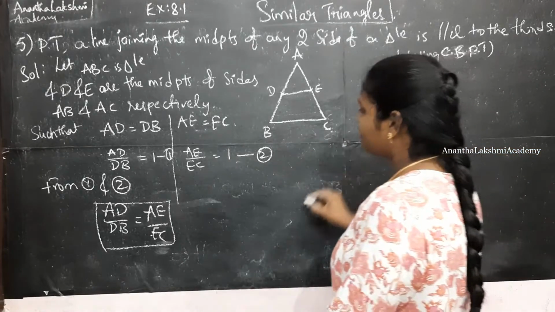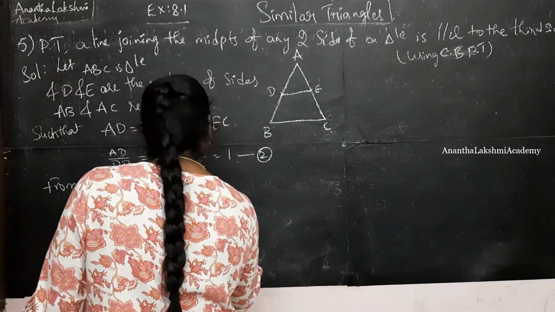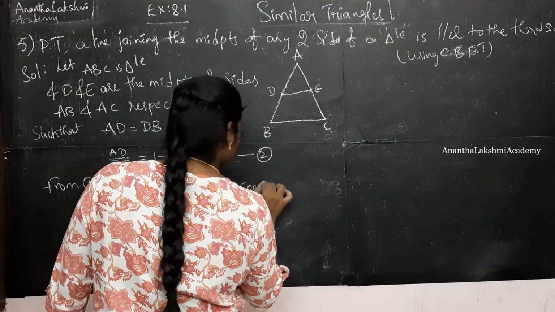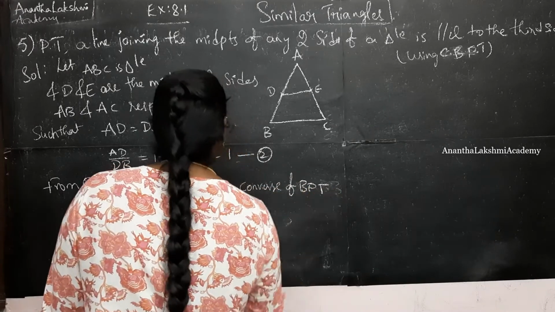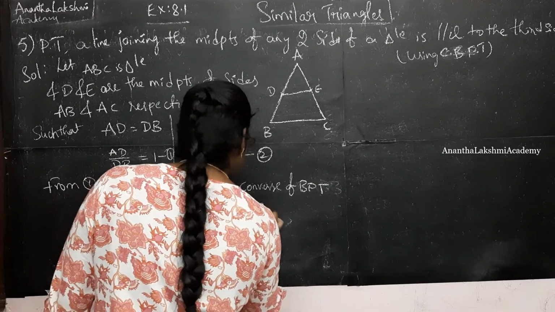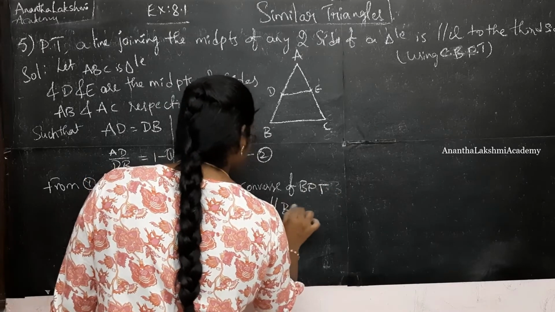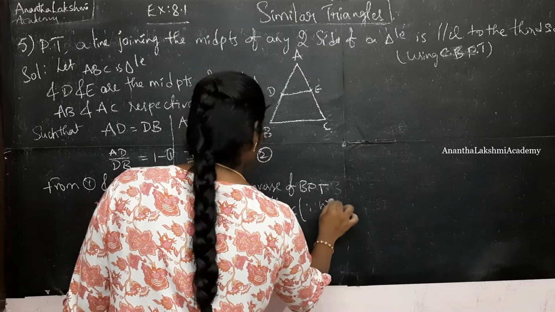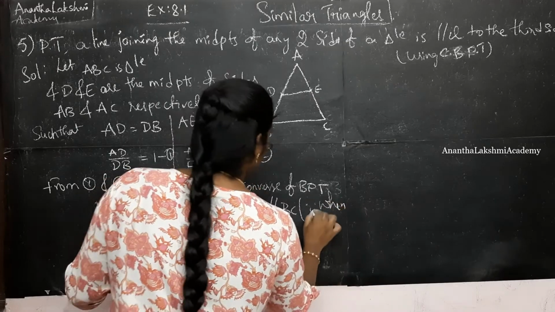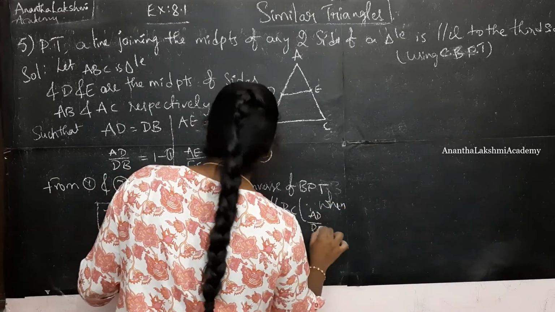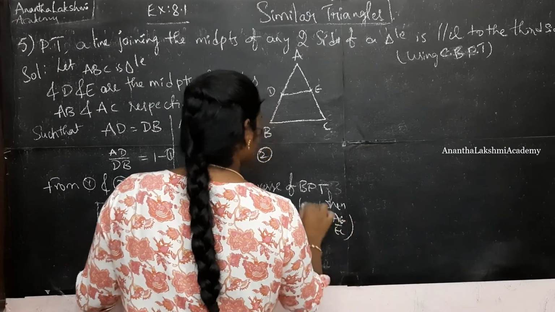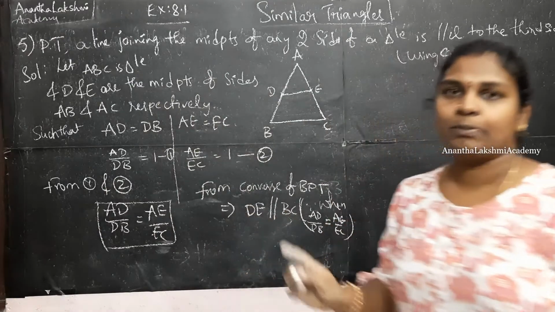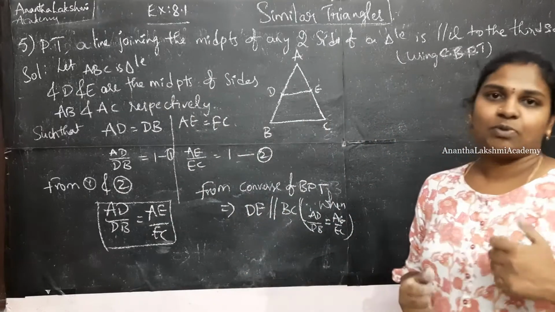Okay, from the converse of the basic proportionality theorem, that implies that DE is parallel to BC, since AD by DB is equal to AE by EC. Alright, that is about problem number 5. Let's jump into the next problem.